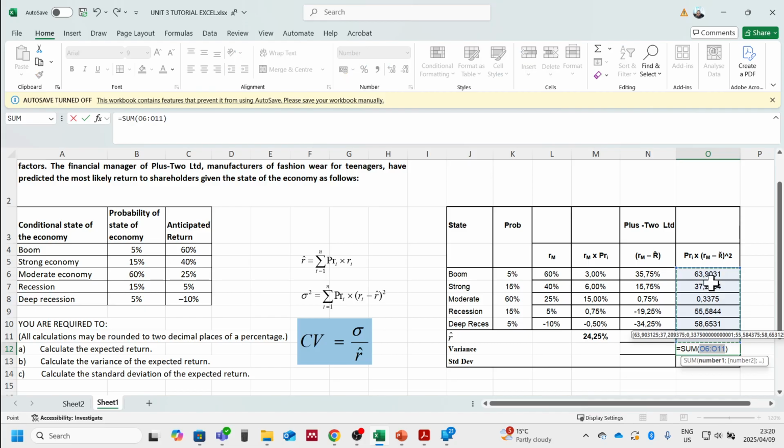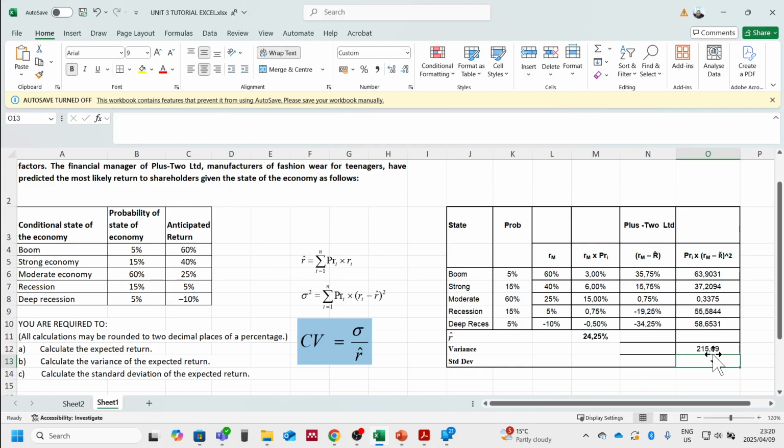So to calculate the total variance of the project, we're going to sum up all the variance based on the state of the economy. This will then give us 215%. So this is the total variation of how much this project will actually vary by. So therefore, to get the risk of this project, we then go and calculate the square root.